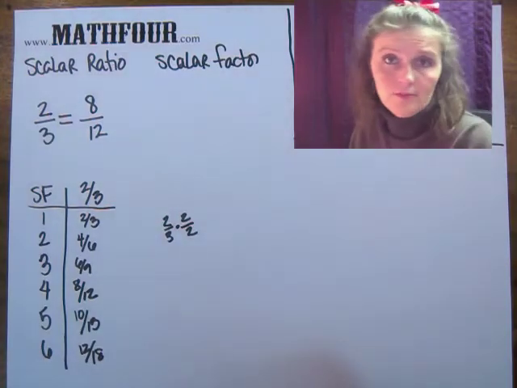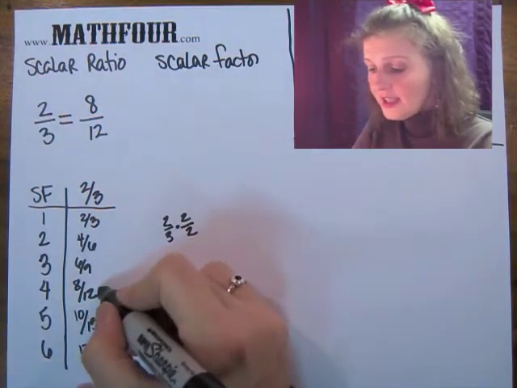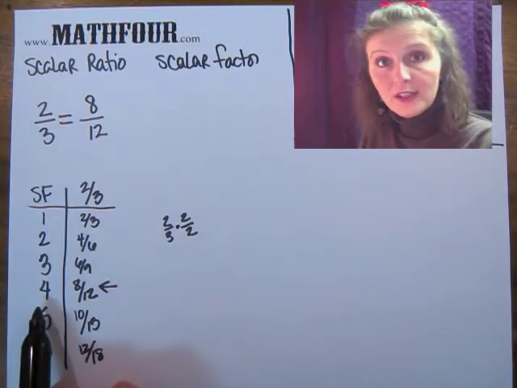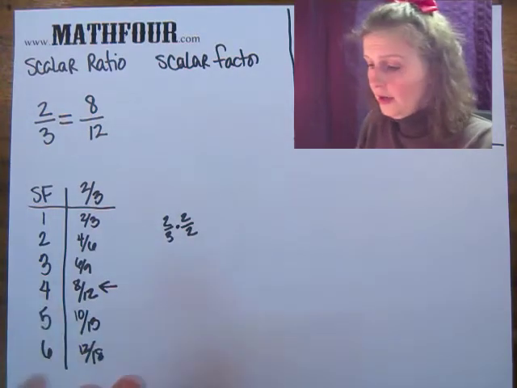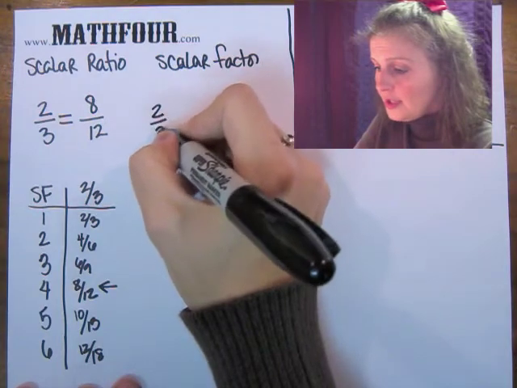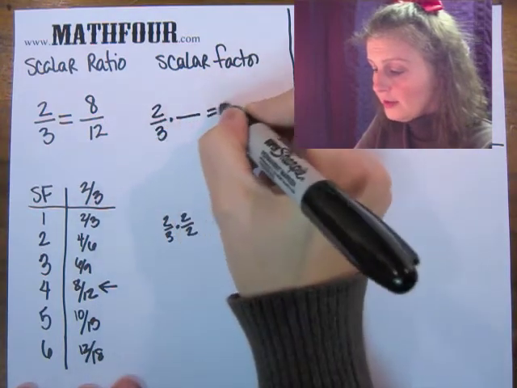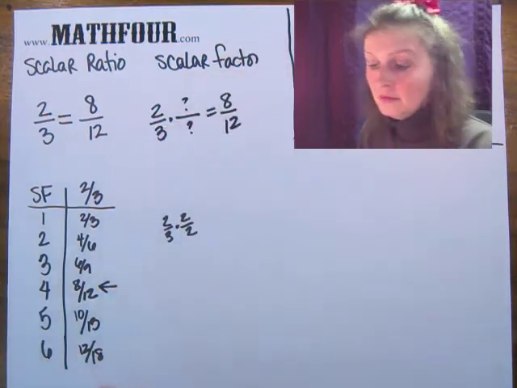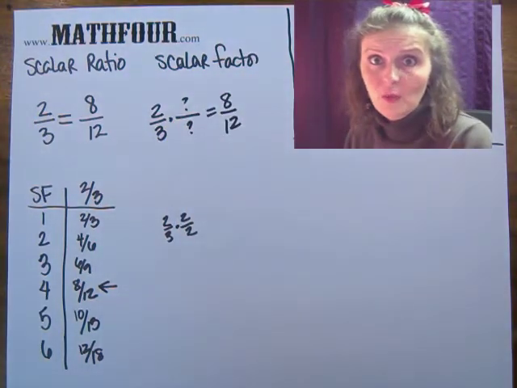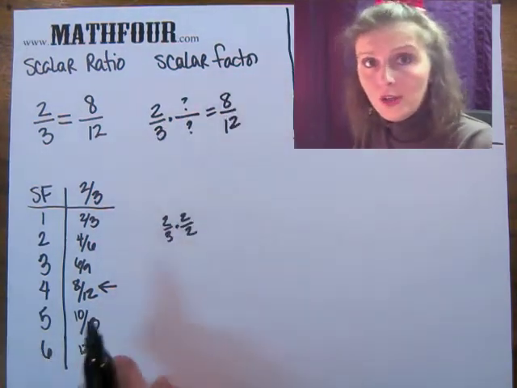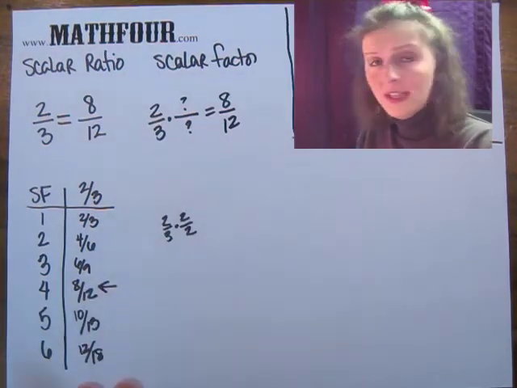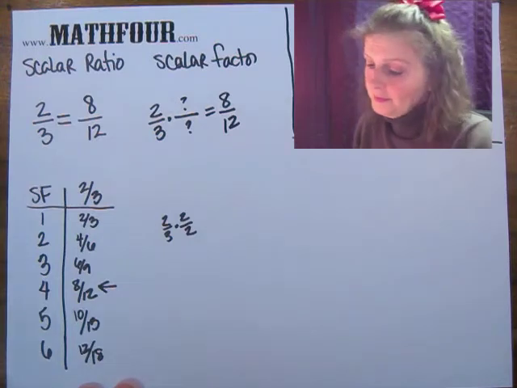And you can go on. The idea is you look and you go, oh look, there's my 8/12, so my scalar factor is 4. Well, wouldn't it be great if you could just say 2/3 times what over what is 8/12? That number's 4, and that's not hard to do. So I think the big question is, why are we doing the table compared to that?